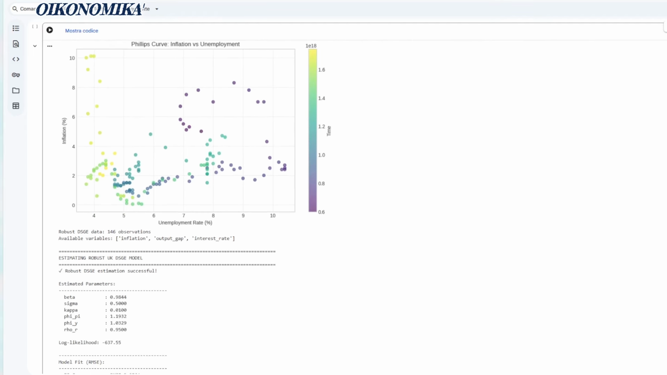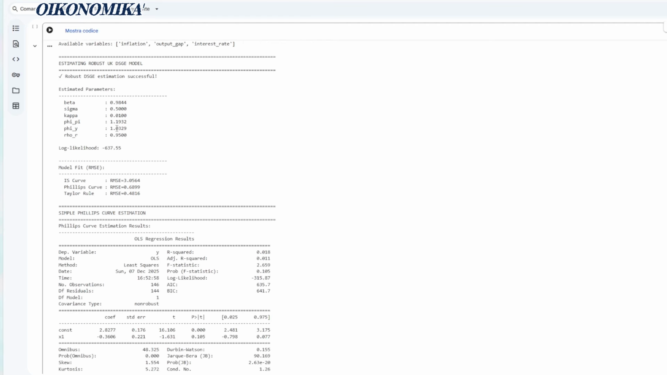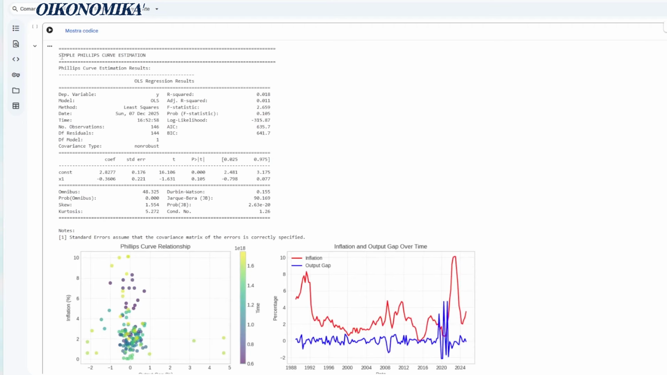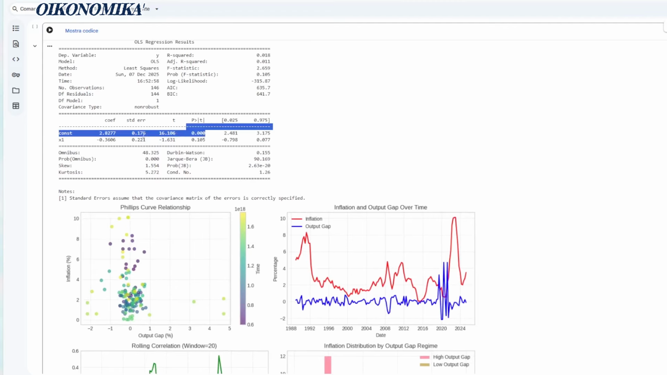Okay, the Phillips curve, the scatter plot of the Phillips curve, and okay, we have the DSGE parameters. So we have the beta, which is the household's behavior in terms of consumption, and we know that the household is impatient. The inbuilt volatility, the flatness of the yield curve or the Phillips curve. We have a strong reaction, the interaction between inflation and output, and the smoothness of interest rate. Then we have the estimation of the classic Phillips curve with the OLS regression, and we see here that the constant coefficient is 2.8.